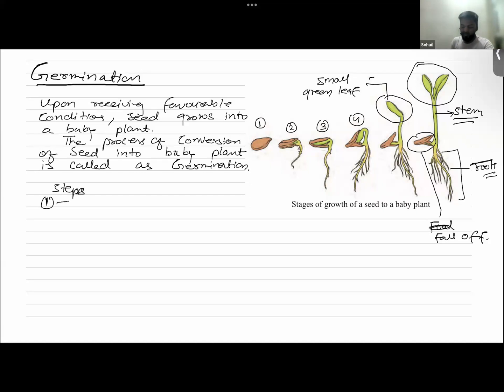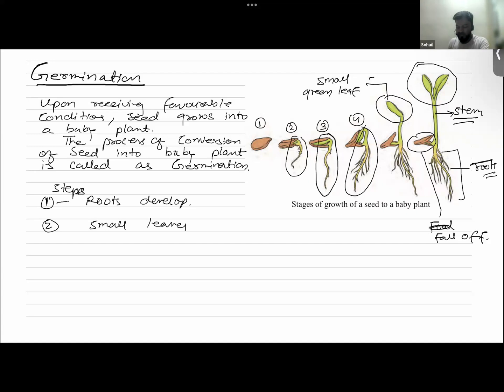First, roots will develop. Then it will start developing small leaves. See, first roots have developed in this stage, and in this stage as well. Now small green leaves started to appear, right? Okay.